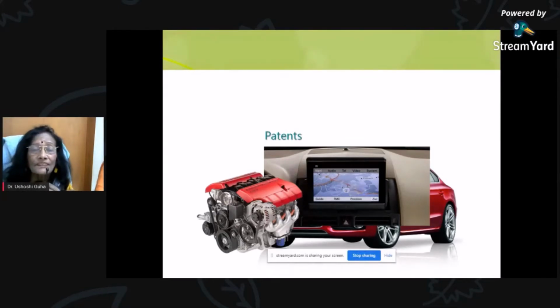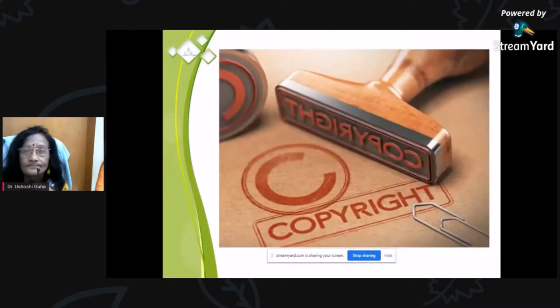Whatever has been said about the car, which has been written in a literary form or in picture form or in the musical form, that has copyright. And then the logo, the name, the brand name, goes as trademark. Now I am coming to the next slide.